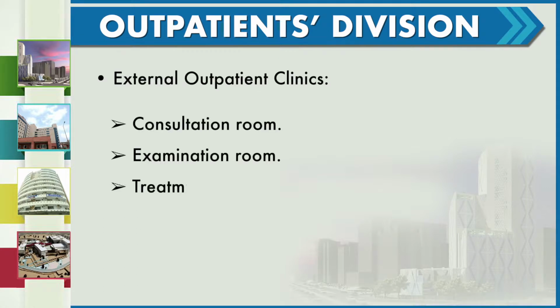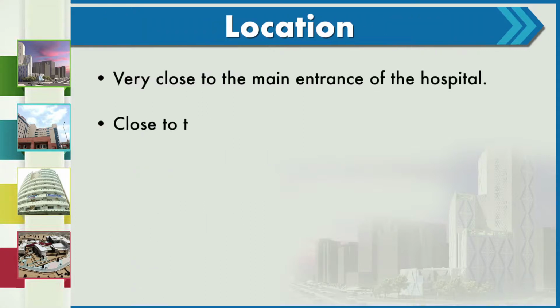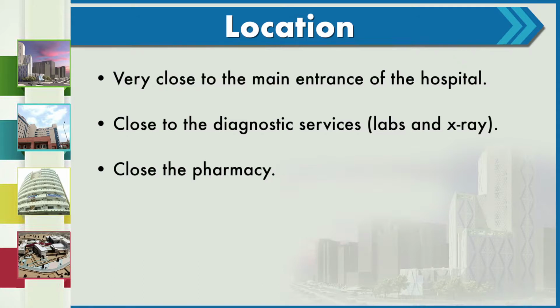While in India, we give much lesser areas, maybe due to computerization and because we give lesser space for each person to work in a workstation. So the outpatients division, the components of an outpatient clinic: this division has consultation rooms, examination rooms, treatment rooms, waiting areas, staff areas, and washrooms, etc. The location of an outpatient department should be next to the main entrance of the hospital, very close to the diagnostic areas, and close to the pharmacy at the exit.